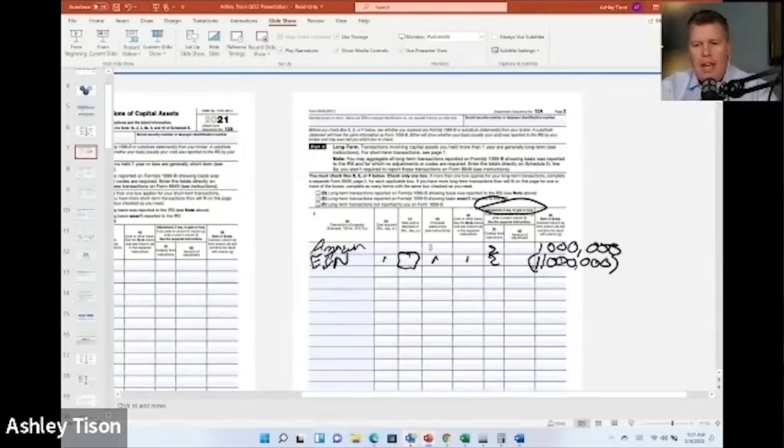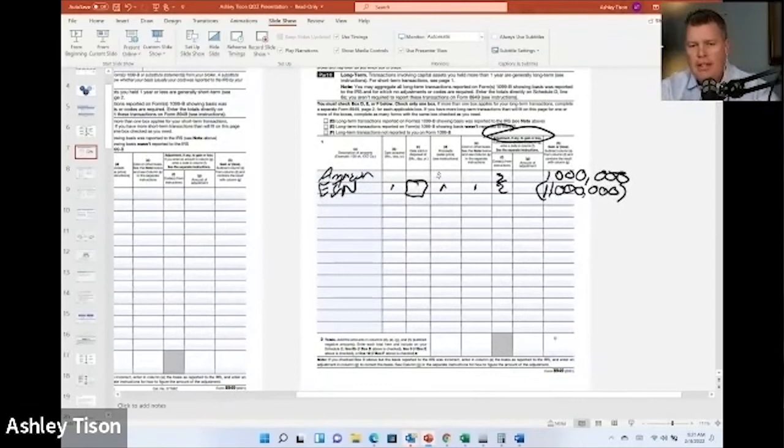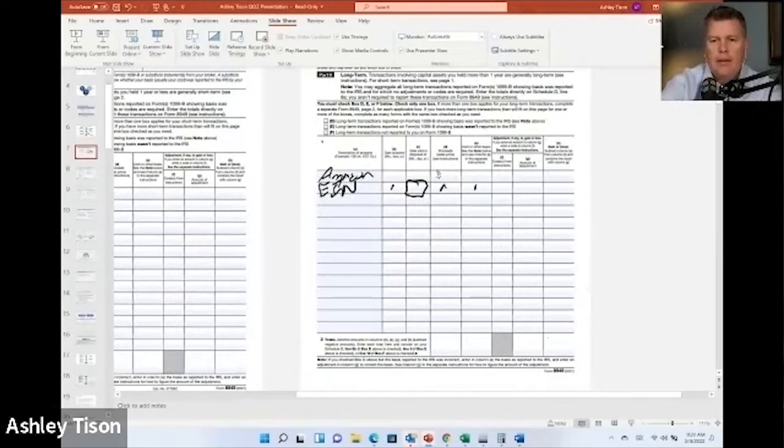Okay. And then ultimately that's going to get reflected down here at the total, where you're going to enter in how much capital gains you still owe. So if you only deferred a portion of it, let's say you only did 500,000 right here, then you would have a 500,000 down here. And that's how you start the process as an investor with Form 8949.